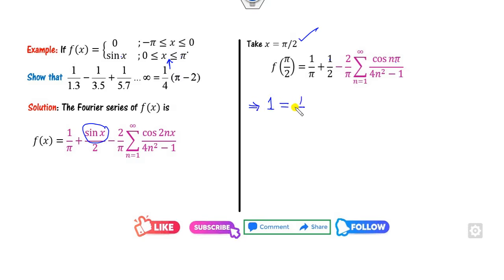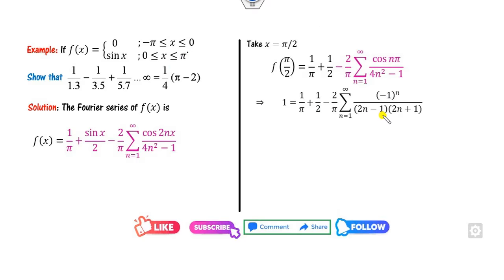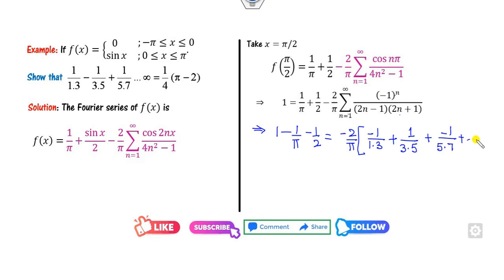So is 1 over pi plus 1 over 2 minus 2 over pi. It is minus 1 raised to power n. This number I can write as a 2n plus 1, 2n minus 1. That's over. I can put this well number on the left hand side. It's a minus half on the left hand side, minus 2 over pi. Now when you substitute n is 1, minus 1, 1, 3. When you substitute n is 2 plus 1, 3 into 5. When you substitute 3, so it's a 5 into 7 and so on.